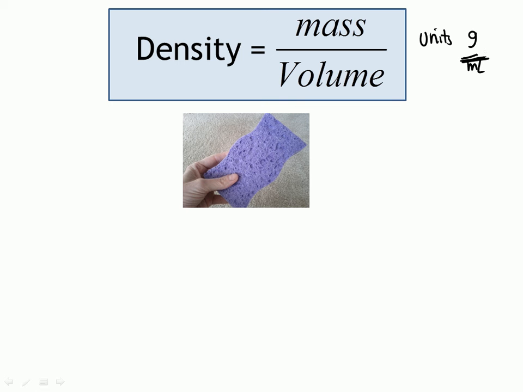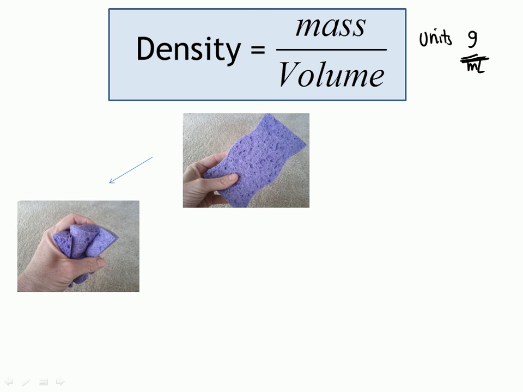All right, so let's look at our sponge and talk about some changes that we could do to the sponge. The first change we're going to do to our sponge. So the sponge has some density, it has some mass and some volume, and what are some changes we can do to the sponge? First thing we can do is squeeze it. What's changed when we squeeze it? The mass, the volume, both? Which one has changed?